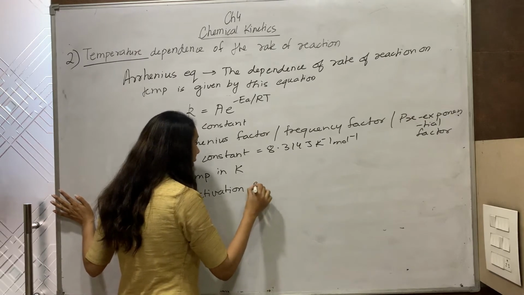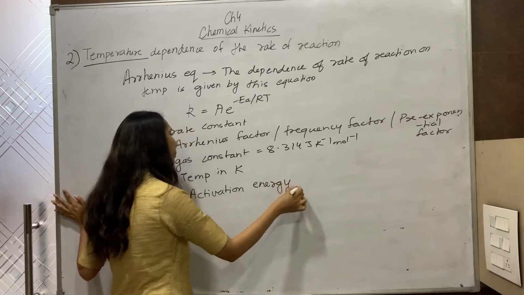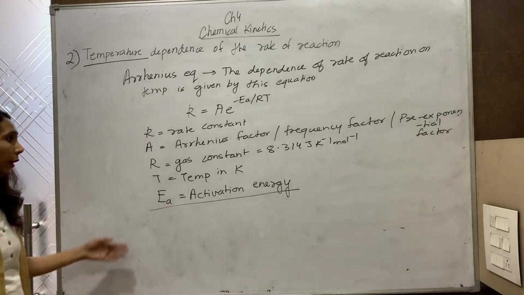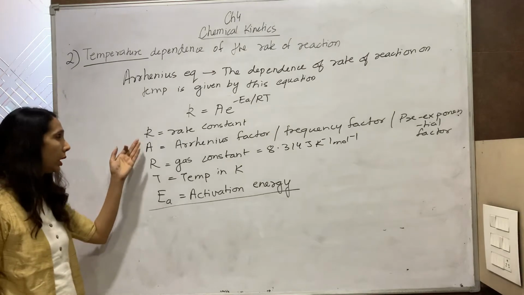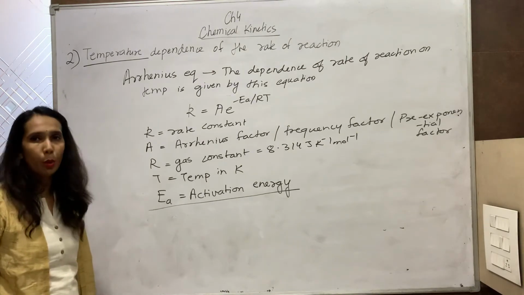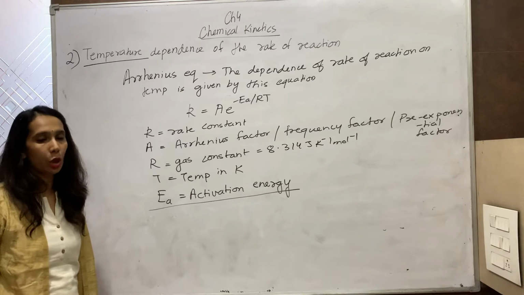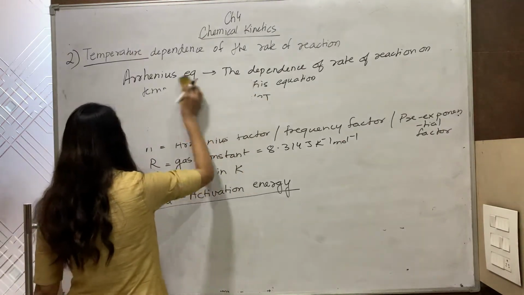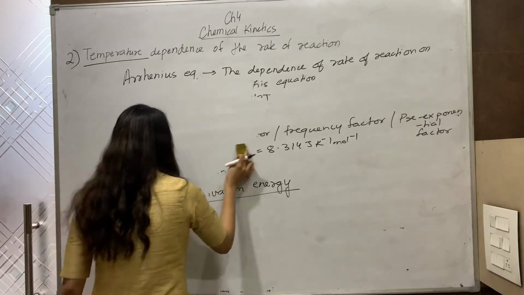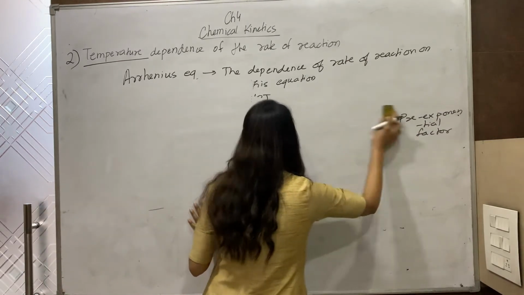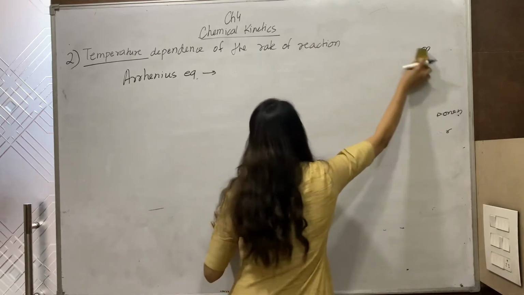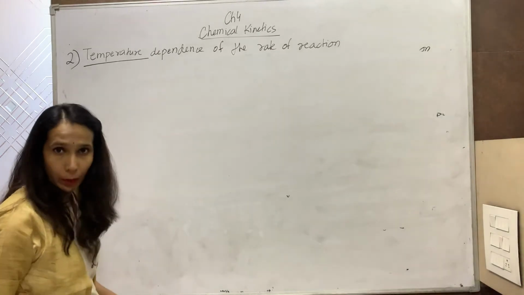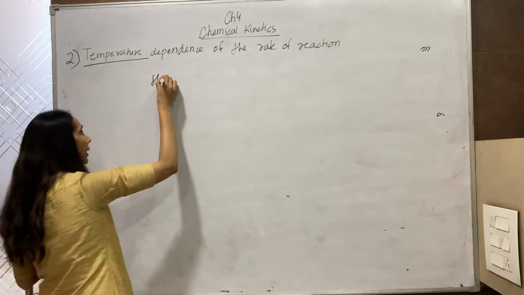To study this equation, first I must know the meaning of the term activation energy, because we know what is R, what is T. K is a rate constant, so I need to know what is EA, the activation energy. Let us start with activation energy. Activation energy was explained by Arrhenius. He carried out a simple reaction.